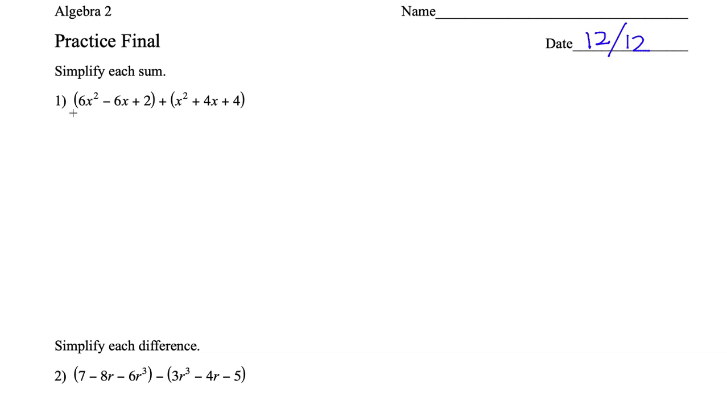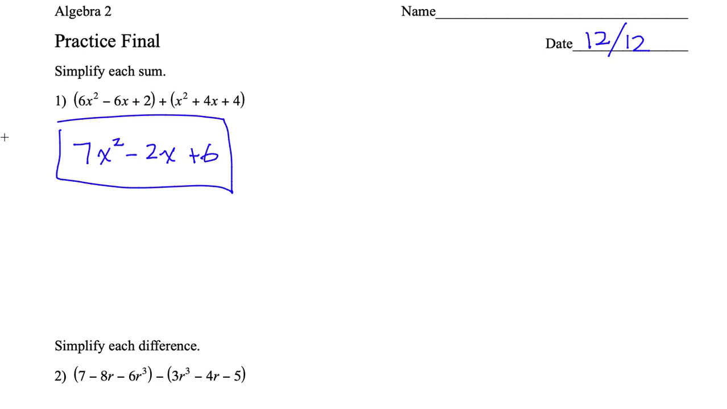We need to find the sum, so I need to add these two polynomials. What it's really asking us to do here is combine like terms. You have your 6x squared and your x squared, so those are your like terms. I'm adding them. I don't have to worry about any distribution because there's no negative. So 6x squared plus x squared is 7x squared. Negative 6x plus 4x is negative 2x, and 2 plus 4 is 6. Done. That's the answer. Box it.